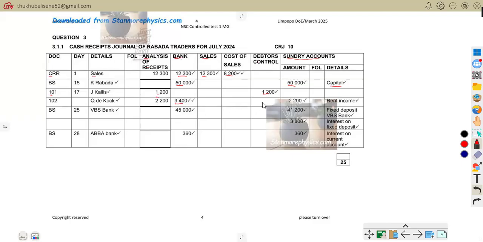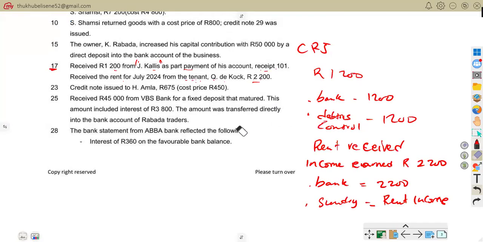Also you have to explain what this 2,200 was. This 2,200 was for rent. So in our sundry account, you're going to have 2,200 for rent income. When you add 1,200 plus 2,200, it gives 3,400, which is going into our bank. So hope we understand this. Now let us move on to another transaction.